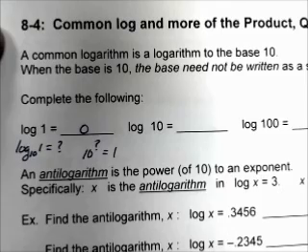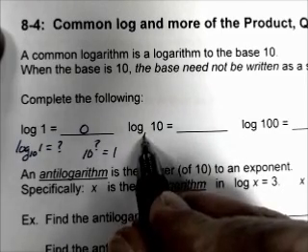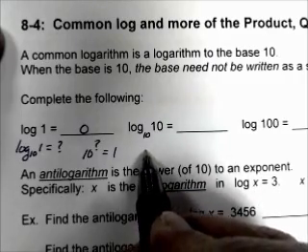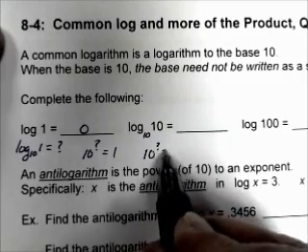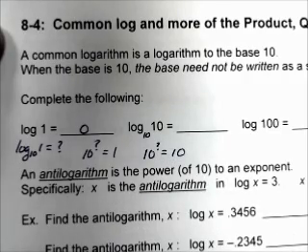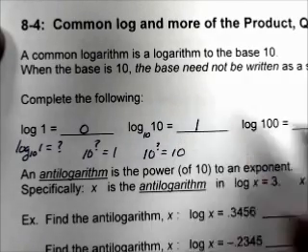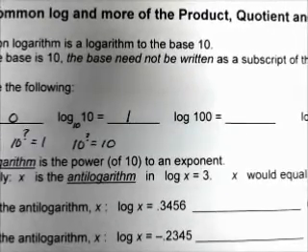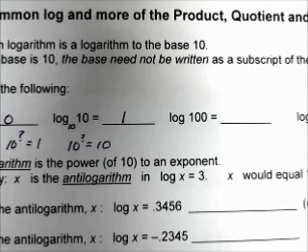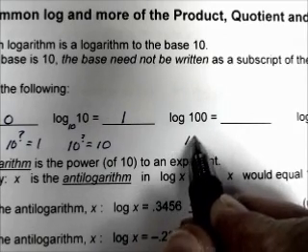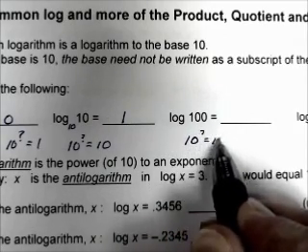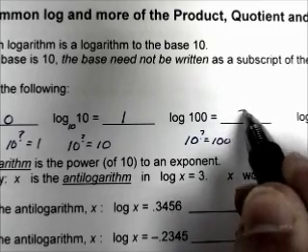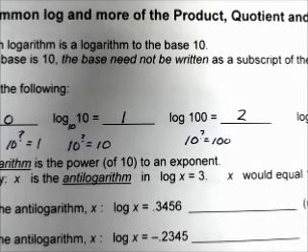What does log 10 equal? Again, when no base is written, the base is 10. So this is asking 10 to what power results in 10? 10 to the first is 10. So log 10 is 10. Or excuse me, log 10 is 1. What's log of 100? Well, it's asking us 10 to what power is 100? 10 squared, or 10 to the second, is 100. So log 100 is 2.